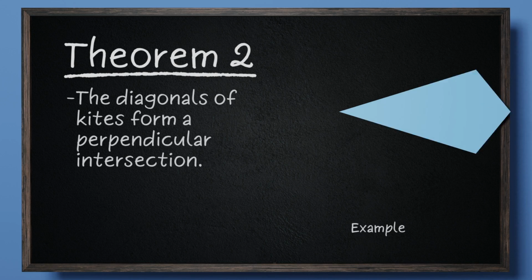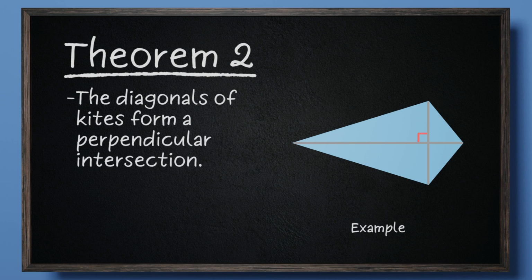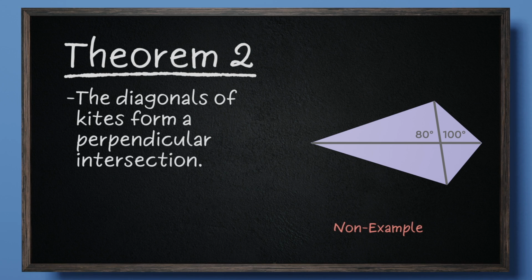The second theorem is similar to one of the rhombus theorems we saw previously, which stated that the diagonals form a perpendicular intersection. The same can be said of kites. If the shape did not have a perpendicular intersection, there would likewise not be two pairs of congruent consecutive sides.